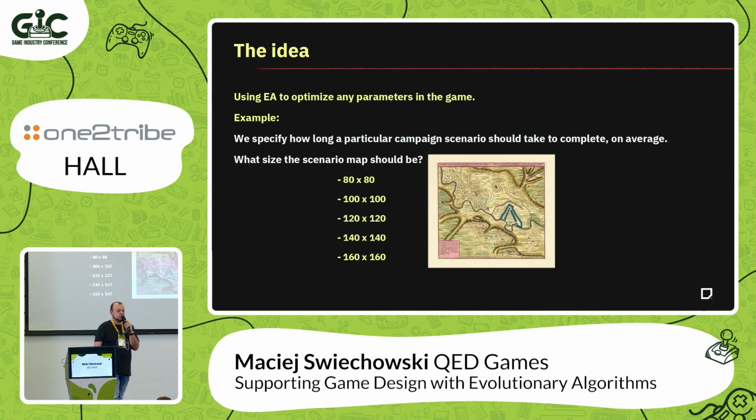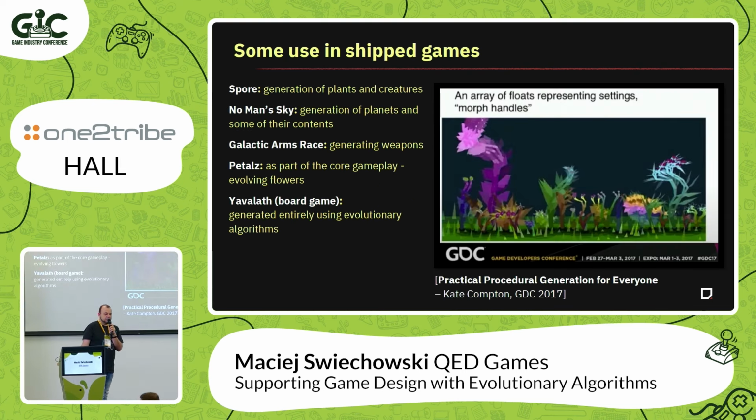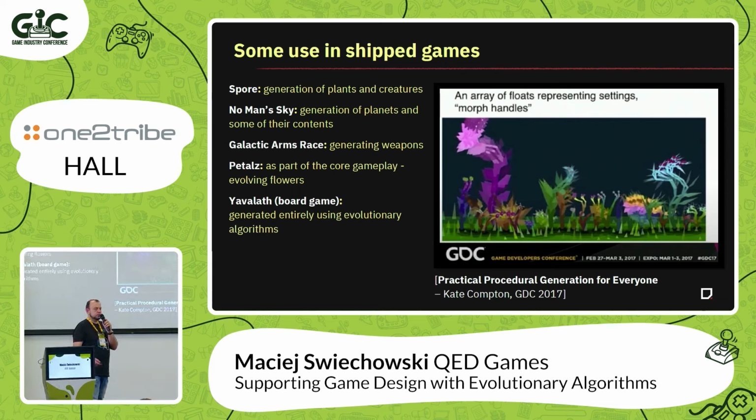So what's the main idea? The main idea is to use them to optimize basically any parameters in your game during the design. For example, how large a map should be in a strategy game, or RPG game, anywhere where a map is. There has been some use of them in shipped games, for example, Spore or No Man's Sky, but they were limited mostly to procedural generation before current generative AI. They were the old type of generative AI.